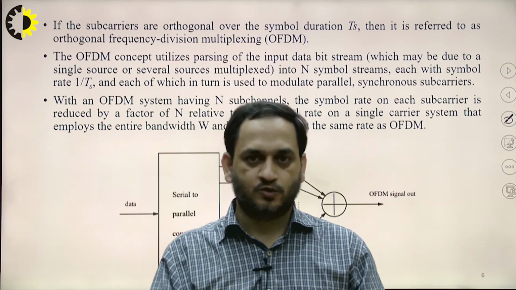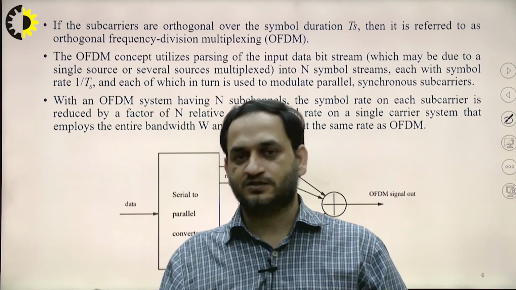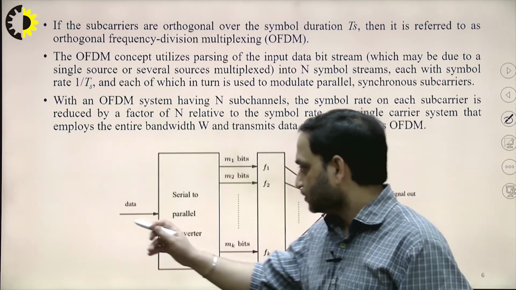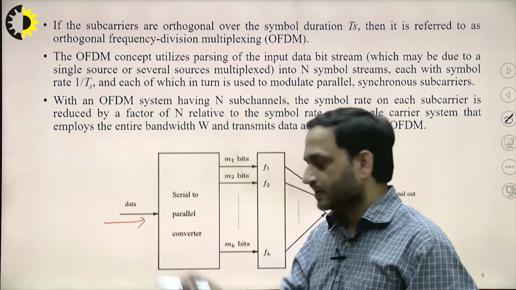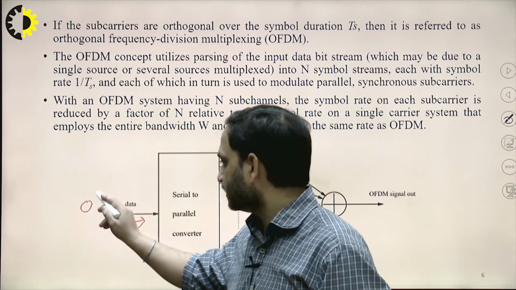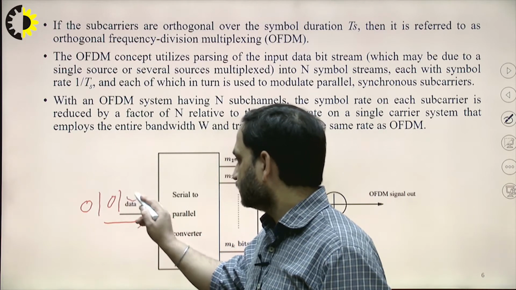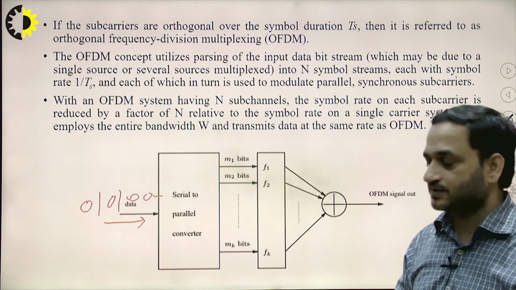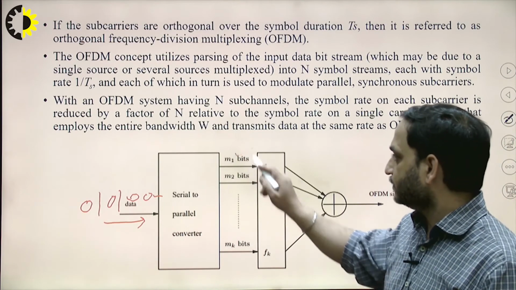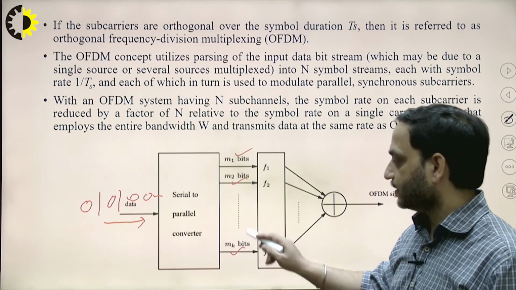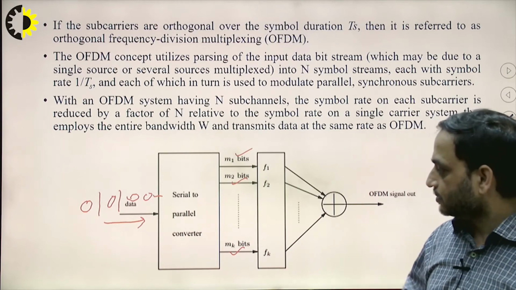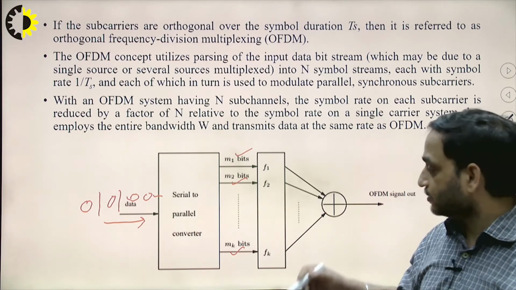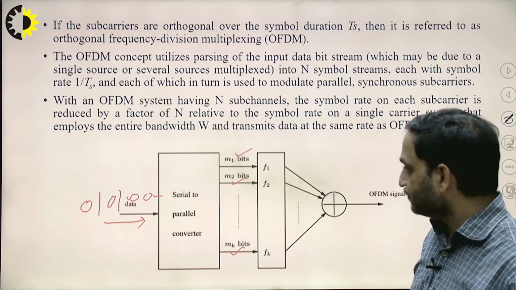So the concept of OFDM is utilized here, where to transmit the bit stream, we divide the complete serial bit stream into parallel bit streams. This is our complete bit stream of 0s and 1s, and we divide this into different parallel streams. So this is the M1 bits, M2 bits, up to MK bits, which are groups of K bits.